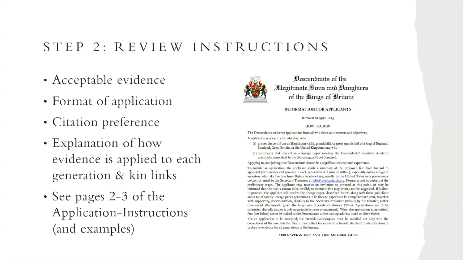Keep track of how many of them you will rely on when you begin to construct your lineage. Consider the reliability and the sheer number that you will be leaning on, because this may impact your lineage also. And then see pages 2 through 3 of the application instructions for details.